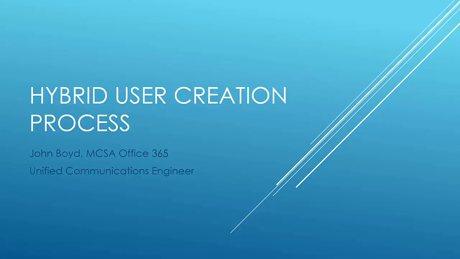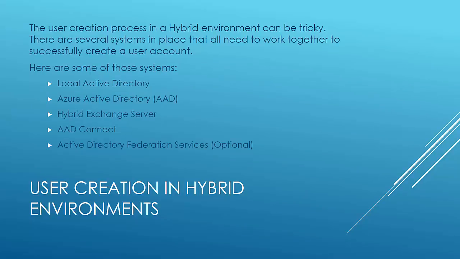So first off, we have the local Active Directory, which is just your regular Active Directory. And then you've got Azure Active Directory, the cloud-based Microsoft Office 365 version of Active Directory. You have a hybrid Exchange server, which I just talked about, and then AAD Connect. AAD Connect is the Azure Active Directory Connect. That is the system that sits between the local Active Directory and Azure Active Directory and handles the synchronization between the local and cloud-based environments.